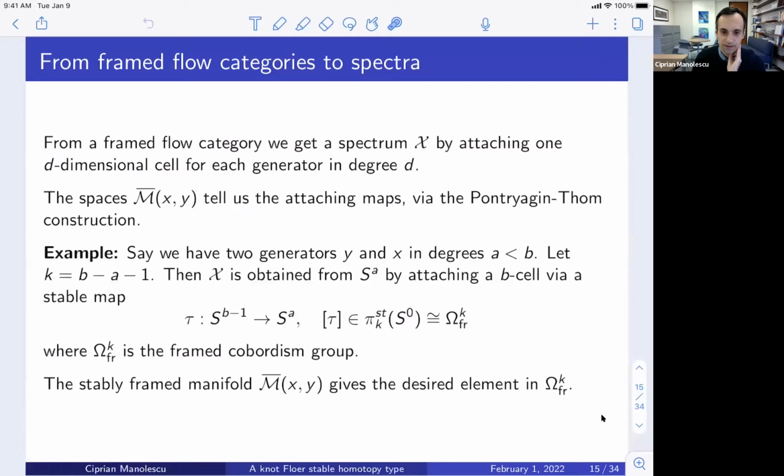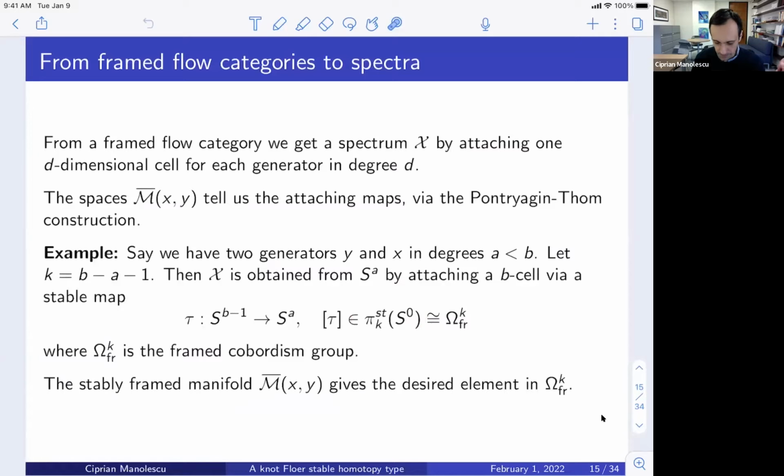So here is the simplest example. If you have just two generators for your chain complex, you have an A cell and a B cell, and you want to attach the B cell to the A cell, and you need to specify this map from S^(B-1) to S^A. In other words, this is an element in the stable homotopy groups of spheres, which by the Pontryagin-Thom construction is the same as framed cobordism equivalence classes. So it's a manifold of dimension k up to framed cobordism. And this is exactly this M bar XY. So the spaces in the framed flow category give you the attaching maps.